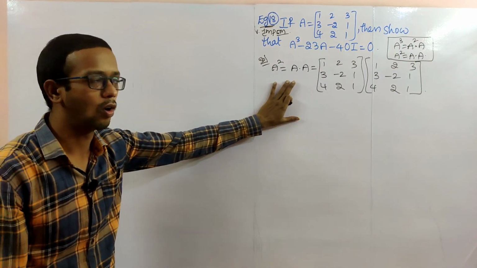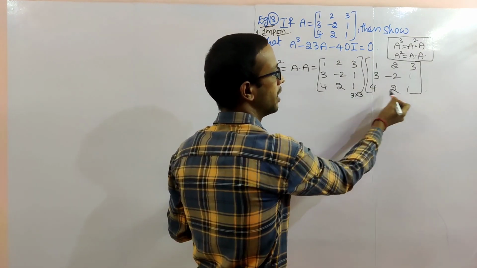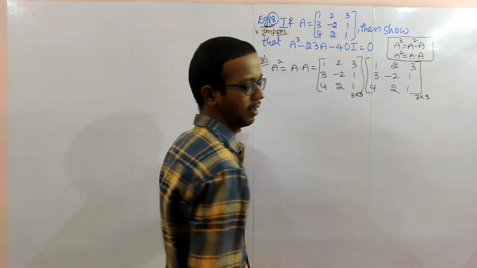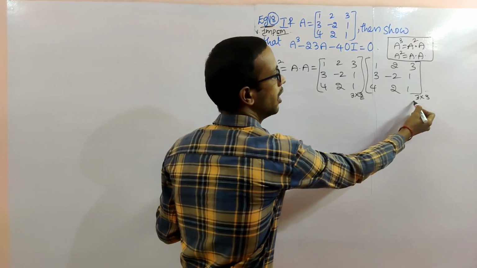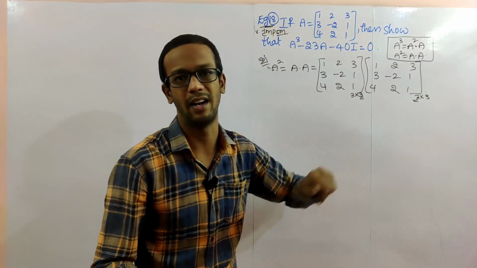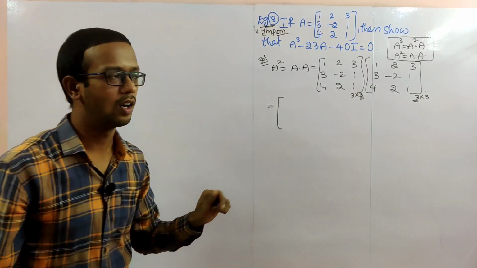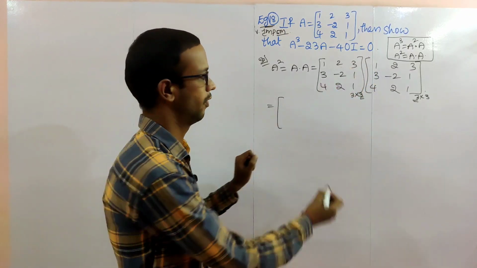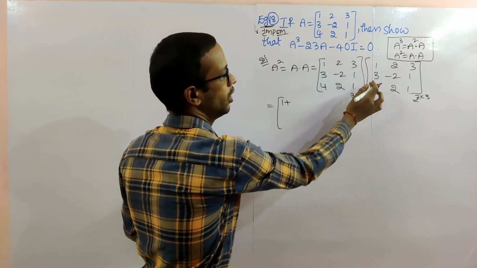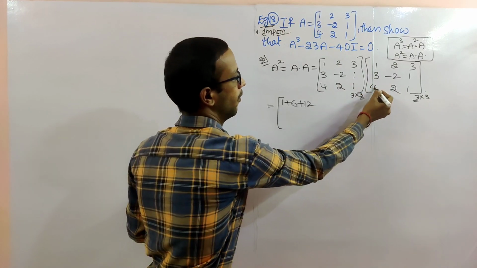So now the row by column method, we already discussed in a lot of problems previously. This is a 3 by 3 matrix, and this is also a 3 by 3 matrix. Columns 3, here rows 3, so multiplication exists, and you will get a 3 by 3 matrix. Now I will simplify this. 1 into 1 is 1 plus 2 into 3 is 6 plus 3 into 4 is 12.